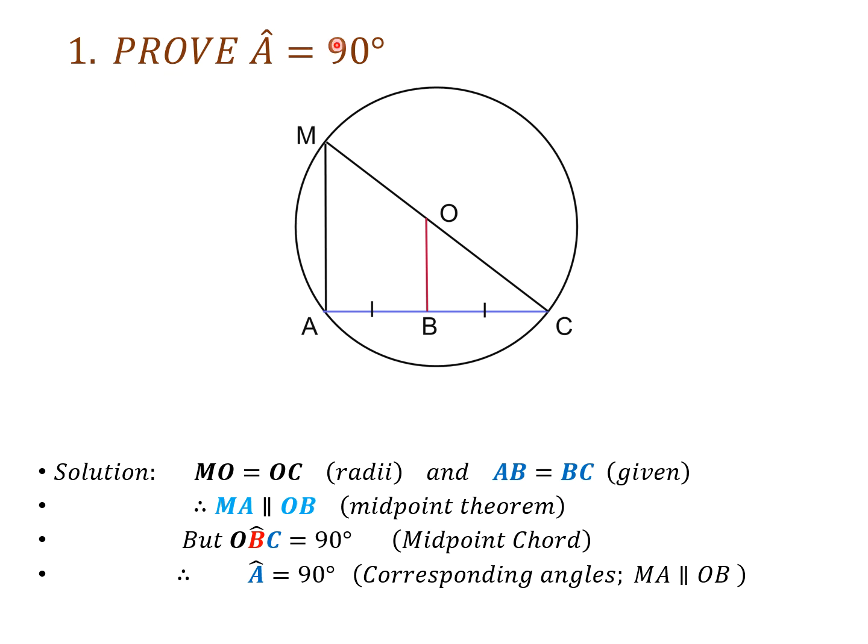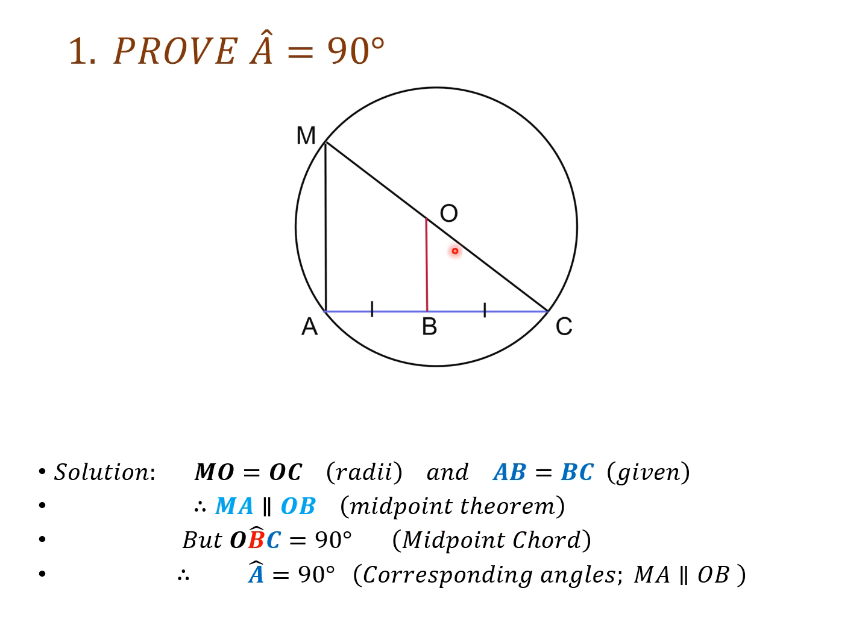Right, so question 1. Can you prove that angle A equal 90 degrees? Take note, I know there's a simpler way by using theorem 3, but here I'm working on the basis that I only know theorem 1 and theorem 1 only. So MO equal OC, it's a radii. AB equal BC, that was given. So automatically MA is parallel to OB, and my reason would be midpoint theorem.